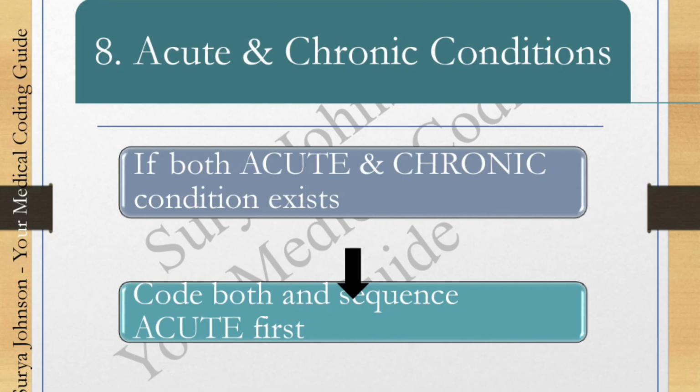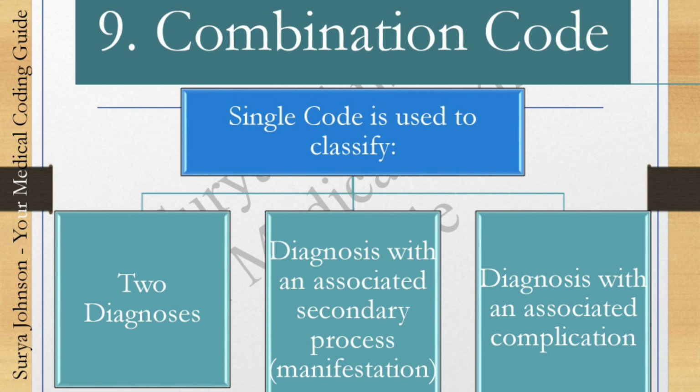So number 8 is acute and chronic conditions. If both acute and chronic conditions exist in a patient, then you'll code both, and you should sequence the acute condition first because it is the high priority to be treated, as it's acute and severe. So if there are both acute and chronic conditions, you'll code both and sequence the acute code first. 9th one, combination codes. So what are combination codes?